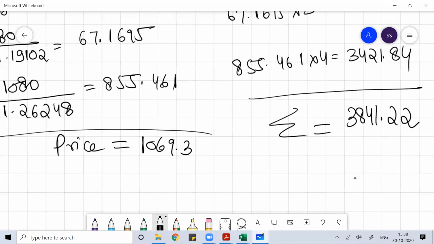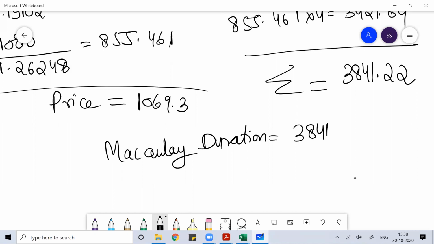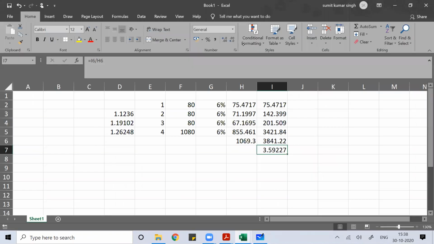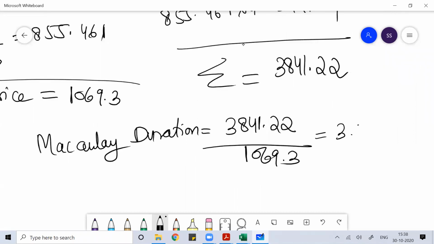So if you find the Macaulay duration, the Macaulay duration of that would be 3841.22 by 1069.3. So this will give you the value 3.59227.